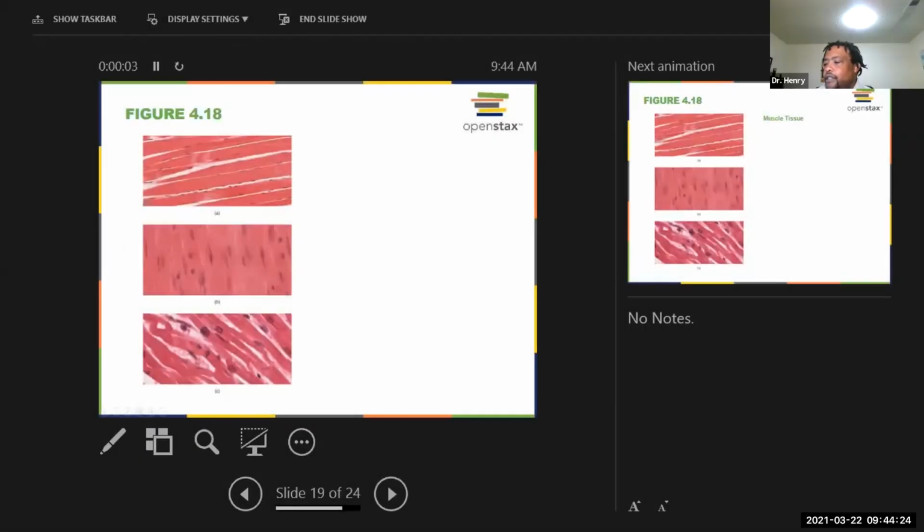Okay, so we have 3 muscle cells here. Can you guys tell me the difference between these 3 muscle cells and which ones they are? How can you determine the difference? Then tell me some functions. There's a stationary, the cardiac muscle, and the smooth muscle.